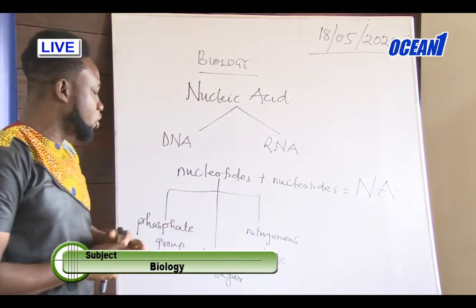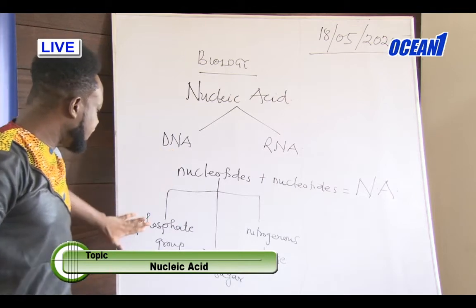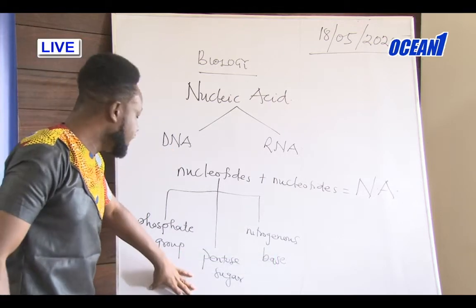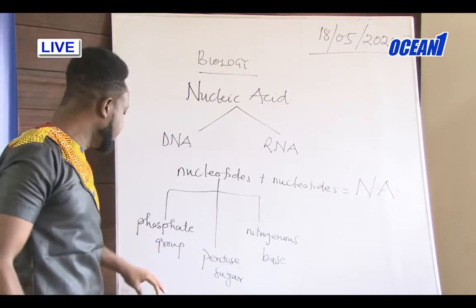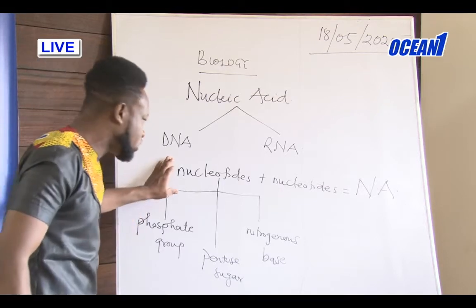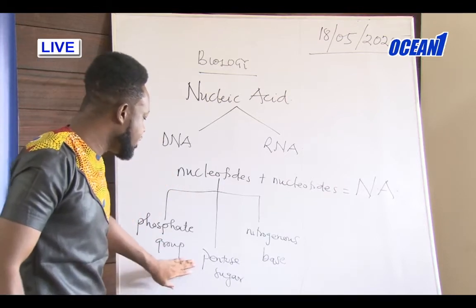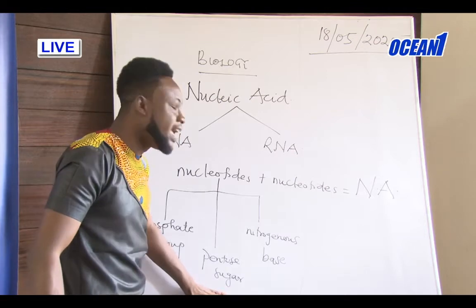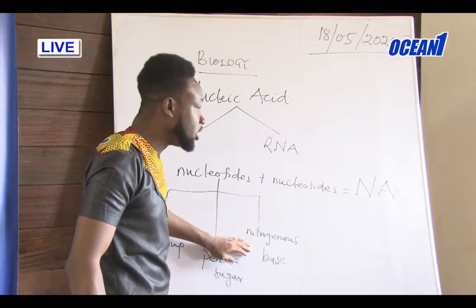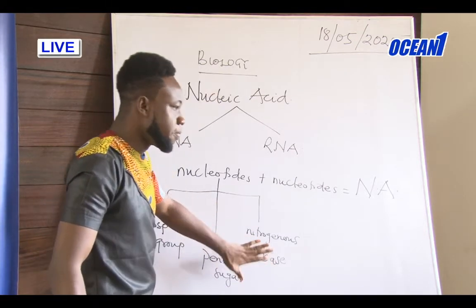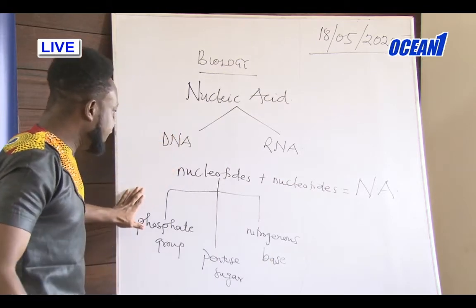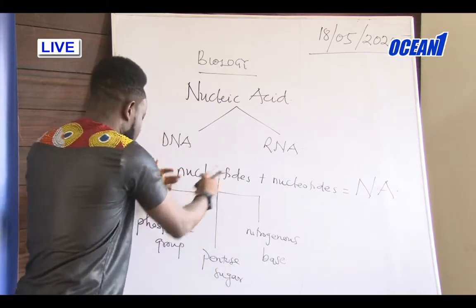So when you take a nucleotide, the nucleotide is made up of three things. That is to say, in every nucleotide, you find a phosphate group attached to the nucleotide. You find a pentose sugar, and again you are going to find a nitrogenous base. Now, this is what makes up the nucleotide.